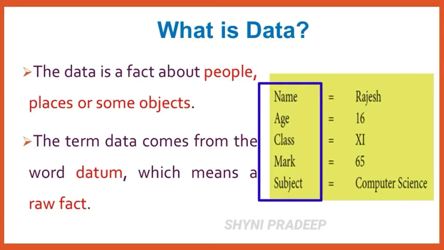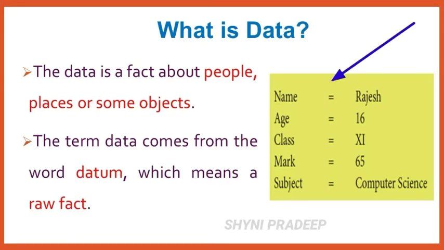So what do you mean by information? See this example. From this example we get an information which means Rajesh is 16 years old, studying in 11th standard and has scored 65 marks in computer science subject. This is the information. Okay. So data is raw facts and information is the processed raw facts.